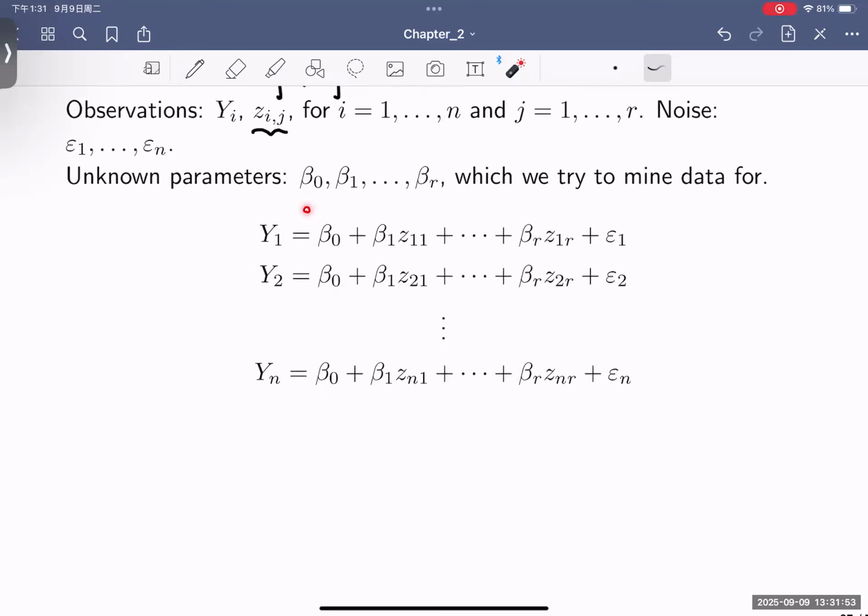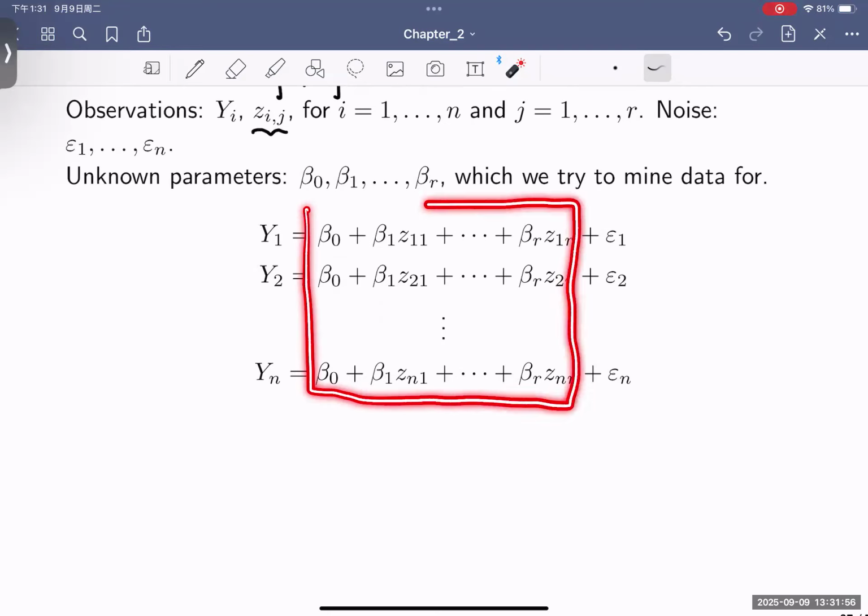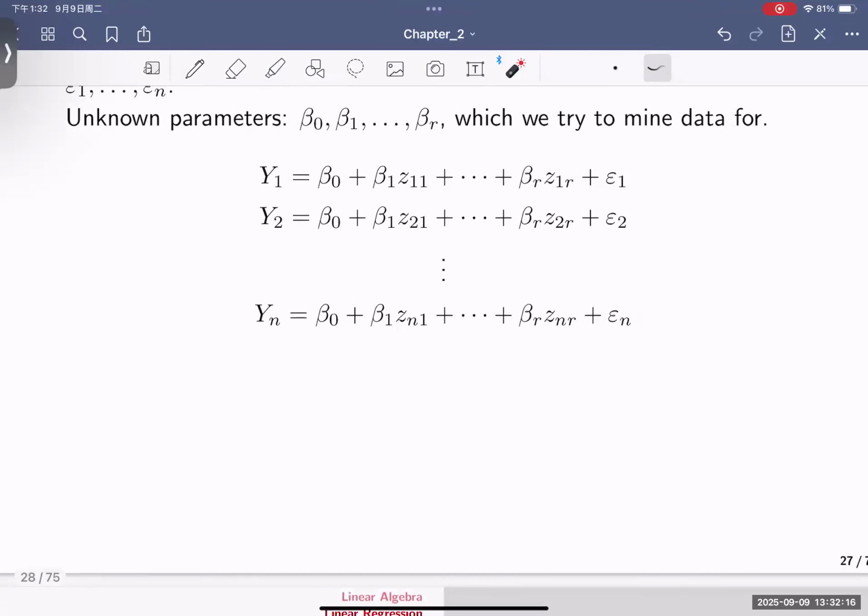The key observation is that in this block part, everything is multiplied with beta 0 to beta r, which works just like matrix multiplication. It looks like everything is multiplied with a vector, beta 0 to beta r. Therefore, we can rewrite this middle part as a matrix times the vector from beta 0 to beta r.